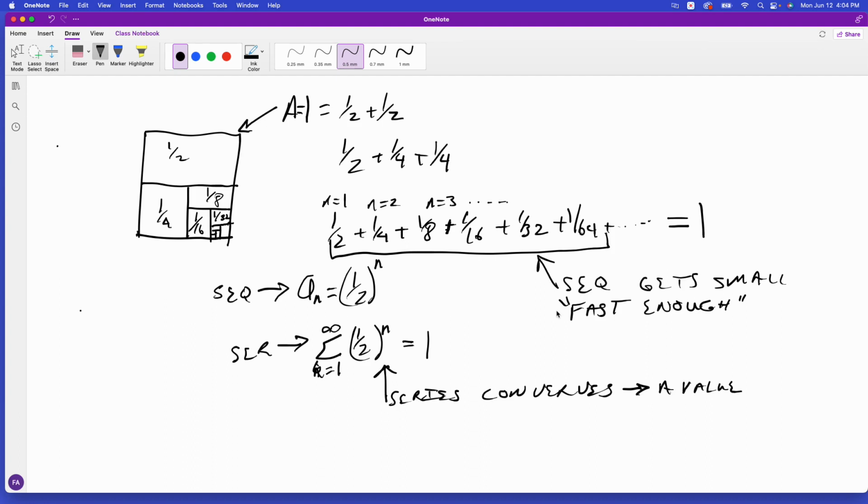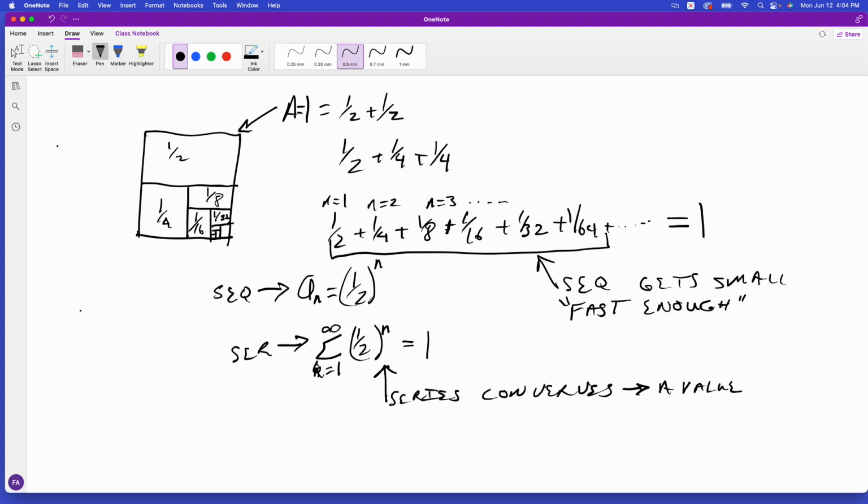Like on the previous example where I said a sub n was equal to 1/n, that sequence was getting smaller. That sequence was going to 0. That sequence was converging. But that series didn't. The series just kept getting bigger and bigger and bigger. Here, not only is the sequence converging, but so is the series, because the values are getting small enough, fast enough for them to go to a particular value. This is one of these weird things that exist within our world of mathematics.